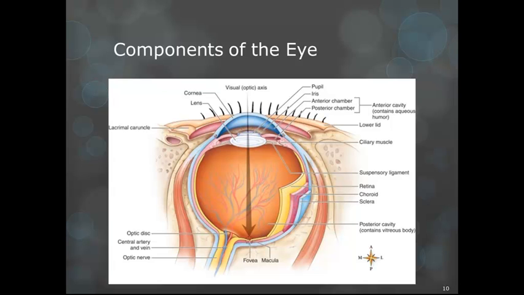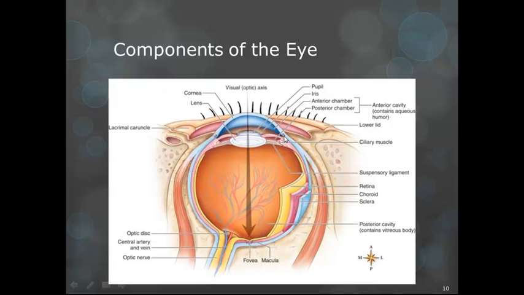Here is a picture of the components of the eye, and as you can see here, the cornea is the outside layer of the eyeball, and we sometimes call this the window of the eye. We then have what's called the anterior chamber, and we call this the aqueous humor, which is very important when we're talking about the disease glaucoma, where the aqueous humor can build up, and that fluid can build up in this chamber and cause vision changes.